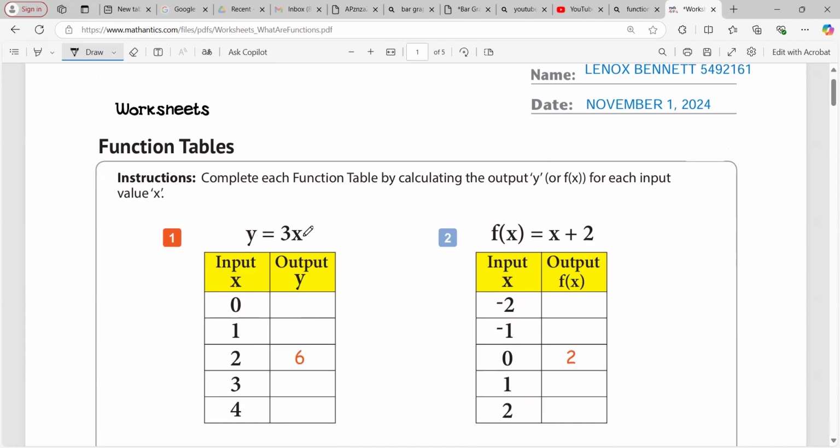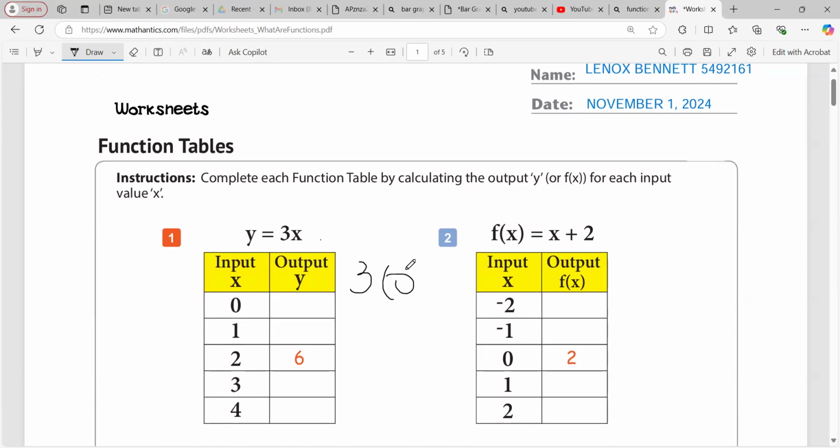And we use this. This is our function. Y is equal to 3x. So all we're going to do now is to plug in or substitute the value for x. So if x is 0, let me just do a quick one. Let's say x is 0. All we're doing is saying 3 times 0, since that's 3x, right? So we just put in 0.